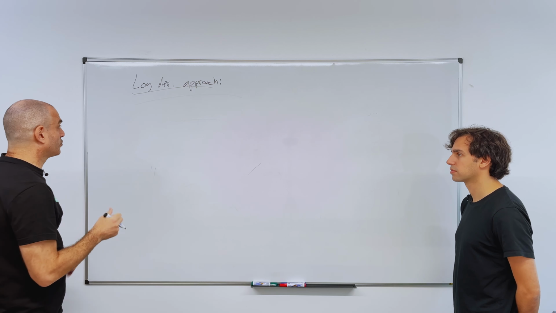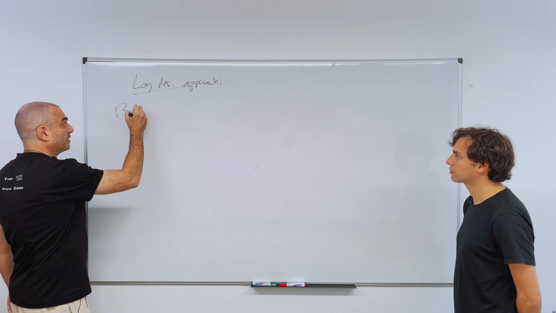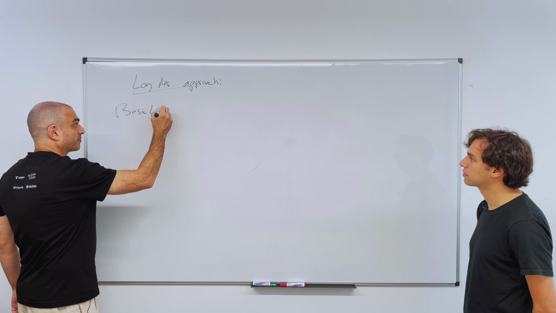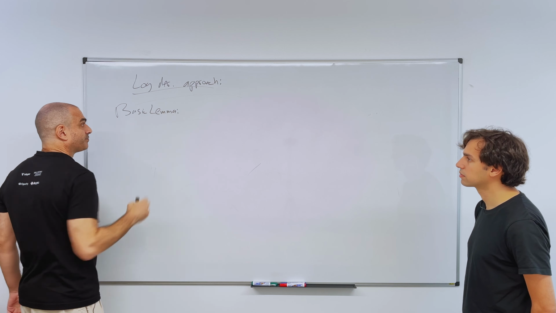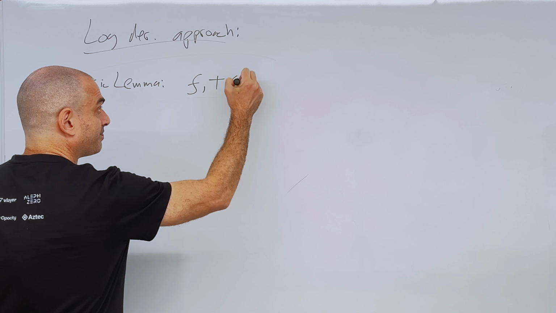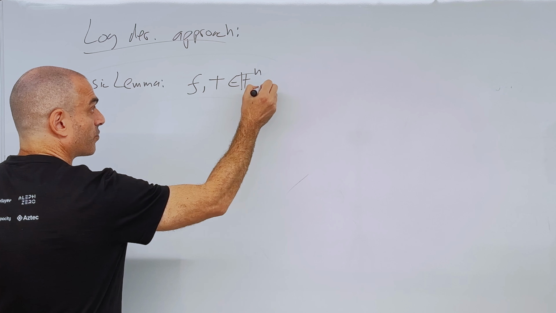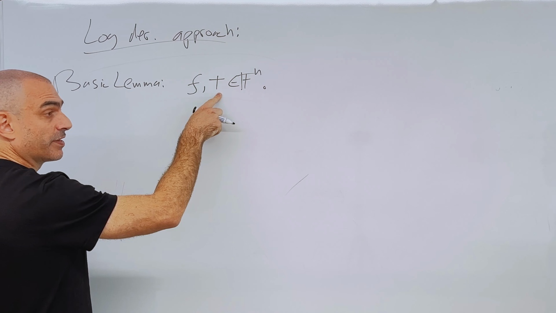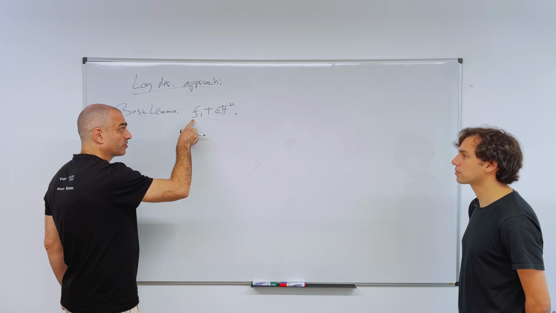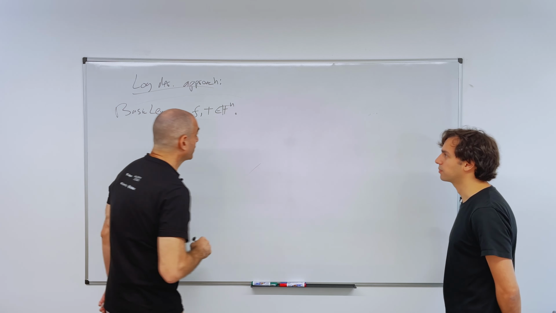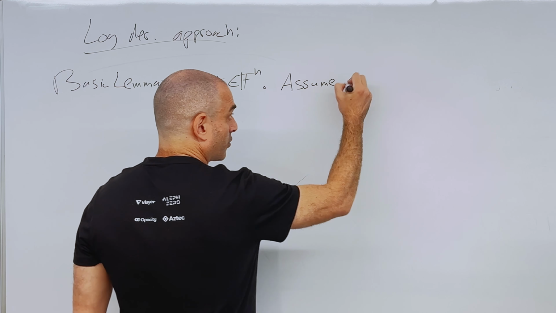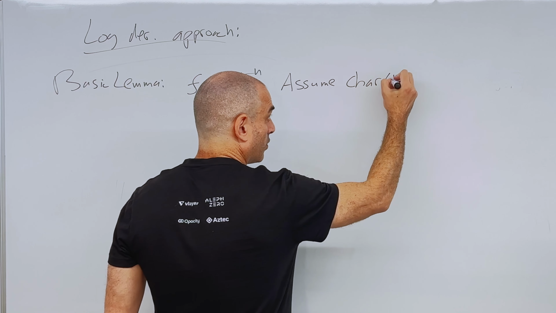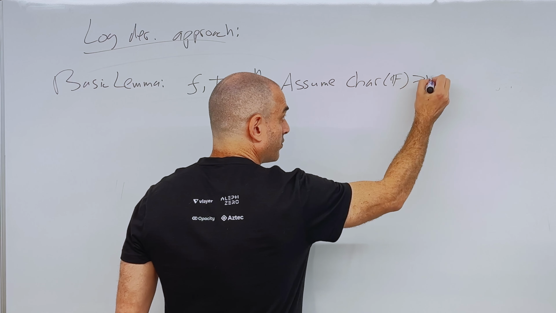The approach is based on the following basic lemma. Let's fix vectors f and t of size n over our field. Again, we're thinking of t as the table, and f as the witness that we want to show is contained in the table. And let's assume the characteristic of the field is larger than n.